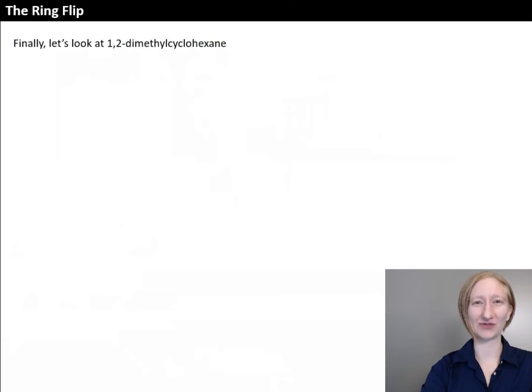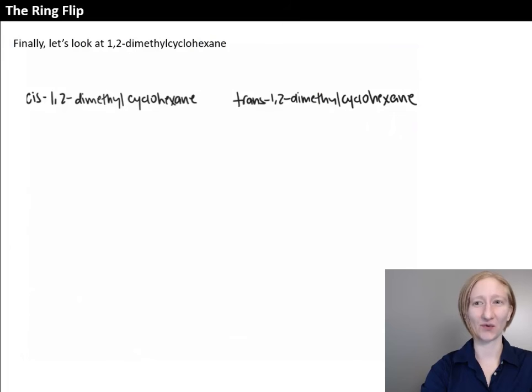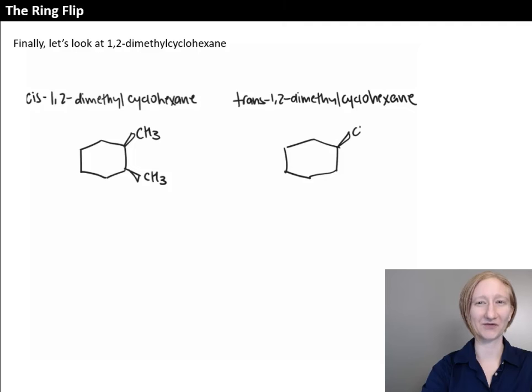Finally, let's look at 1,2-dimethylcyclohexane. In this case, we have both cis and trans stereoisomers, so we'll need to draw both. I'll first draw them using the wedge-dash depiction. Remember that cis places both groups on the same side of the ring, so I'll place them both up here. And trans places them on different sides of the ring, so we'll put one above and one below the ring.